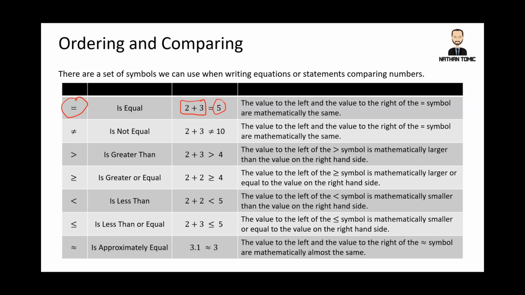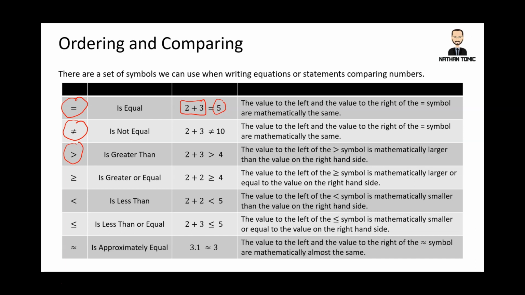The next one we have is the not equal to, which is just an equal sign with a line put through it. And that basically says that either side, the left-hand and right-hand side of the equals, are not the same. So 2 plus 3 in this case, which would be equal to 5, is definitely not the same as the number 10.